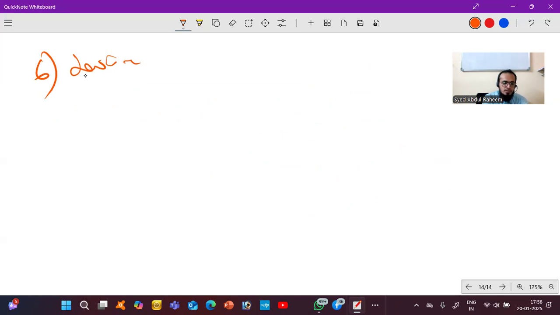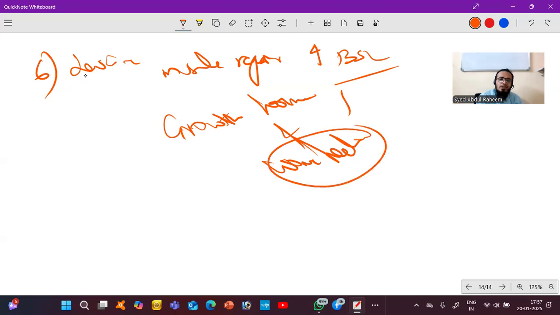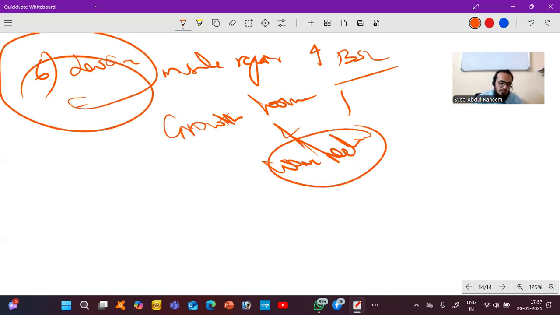Okay. Next, the sixth one is leucine. Why do you need leucine? Leucine is very important for muscle repair and regulation of blood sugar levels. It is also important for growth hormone production. If a person's growth is not happening, it means growth hormones are not functioning properly, so we need leucine. And wound healing also. If wound healing is not happening properly, it means there is an issue with leucine or amino acids.